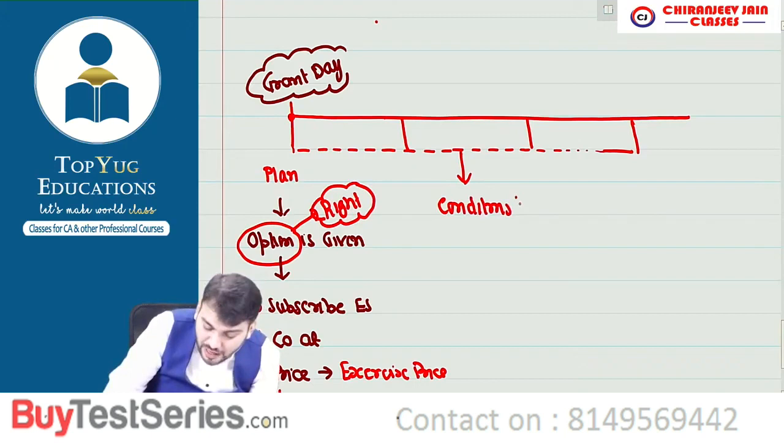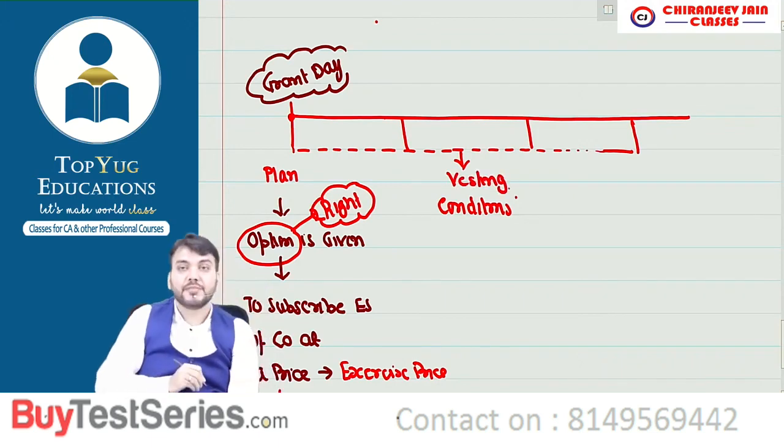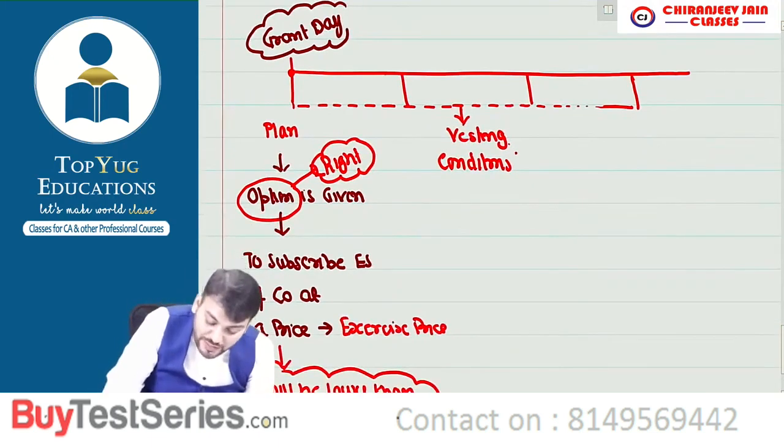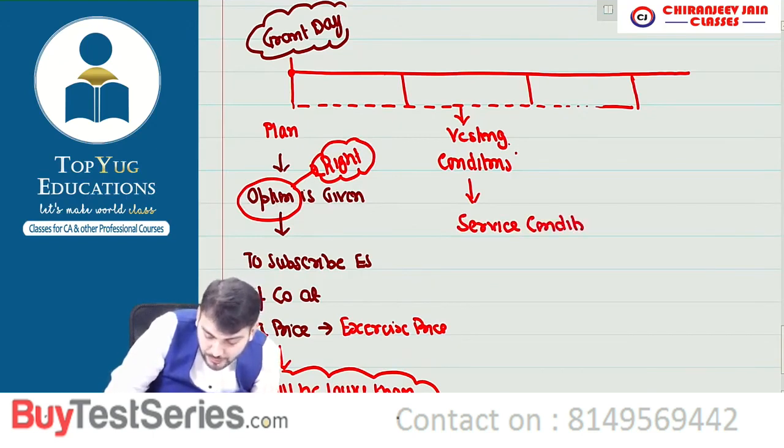Means there are some conditions. These conditions are known as vesting conditions. In this chapter, these conditions are known as vesting conditions. Correct? Understood? So this vesting condition can be either service conditions or performance conditions.